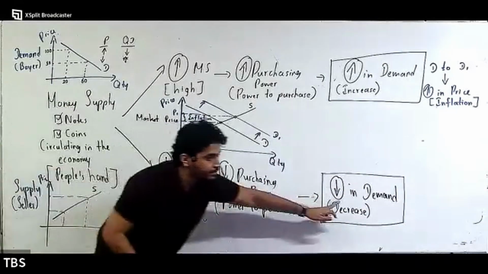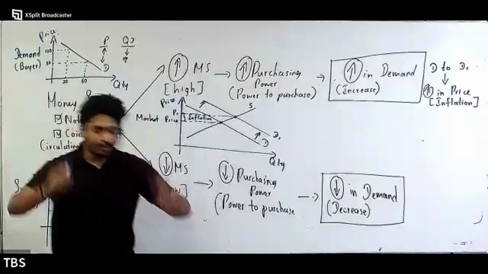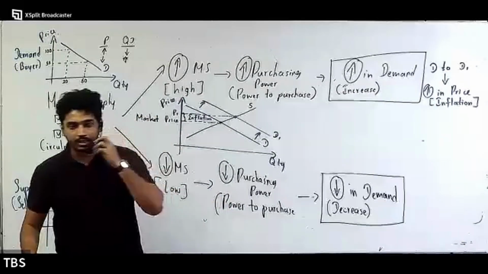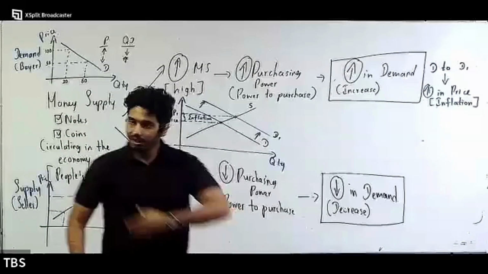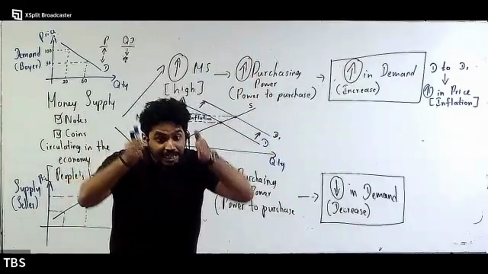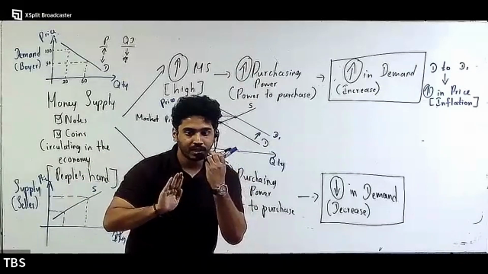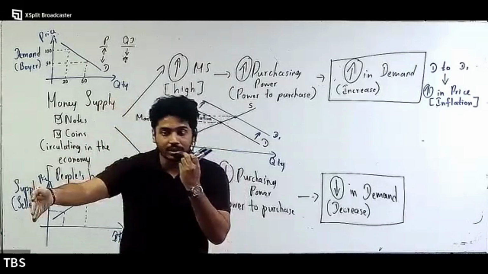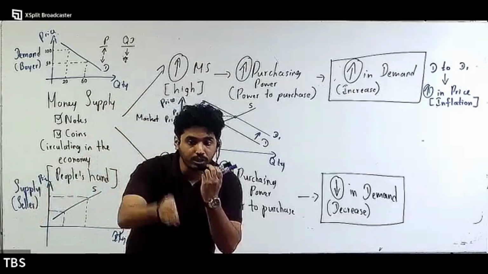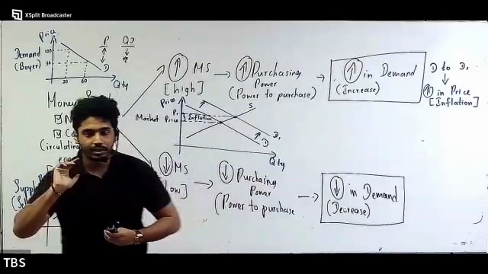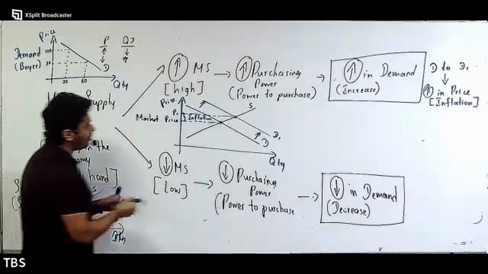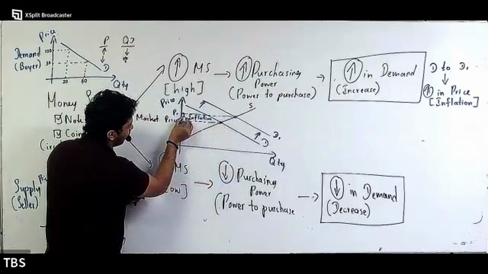What is the other situation? Decrease in demand. When the demand increases, the demand curve should shift to the right. When the demand decreases, the demand curve should shift to the left. So this demand curve, I'm shifting it to what?